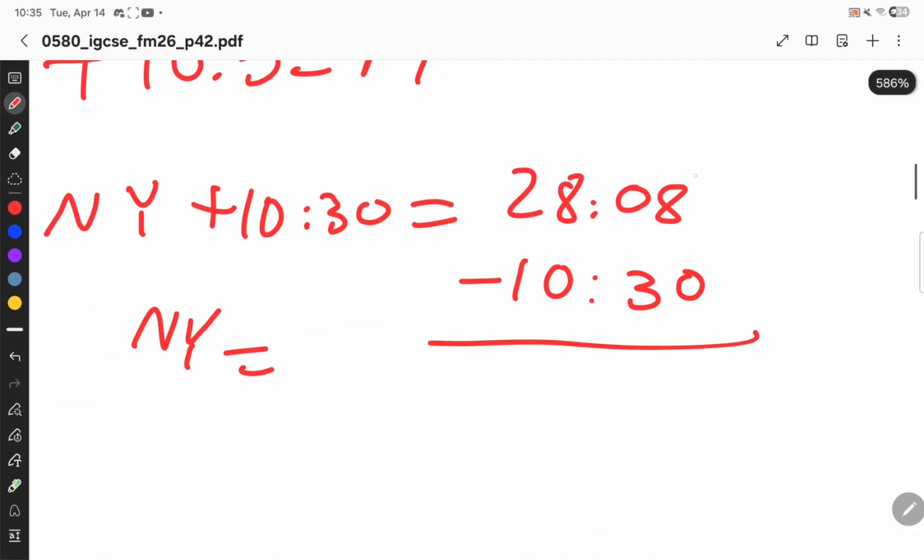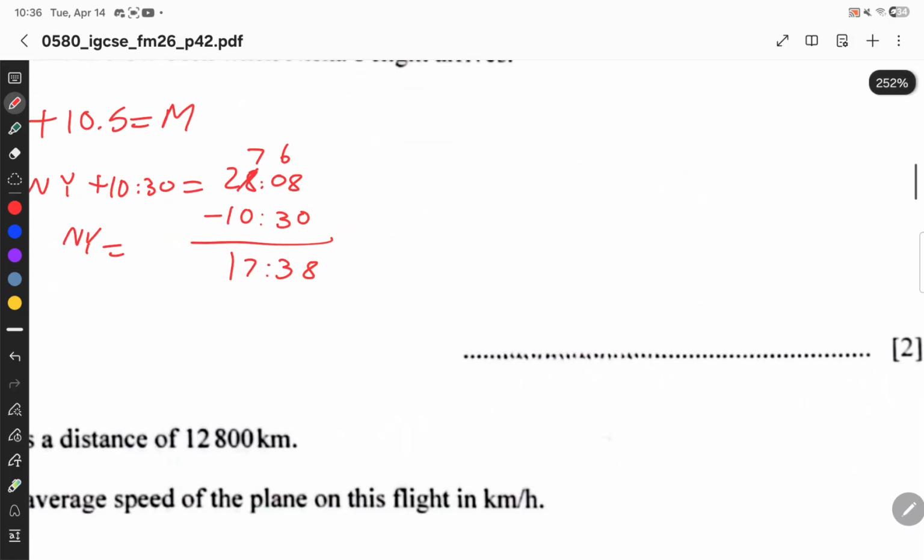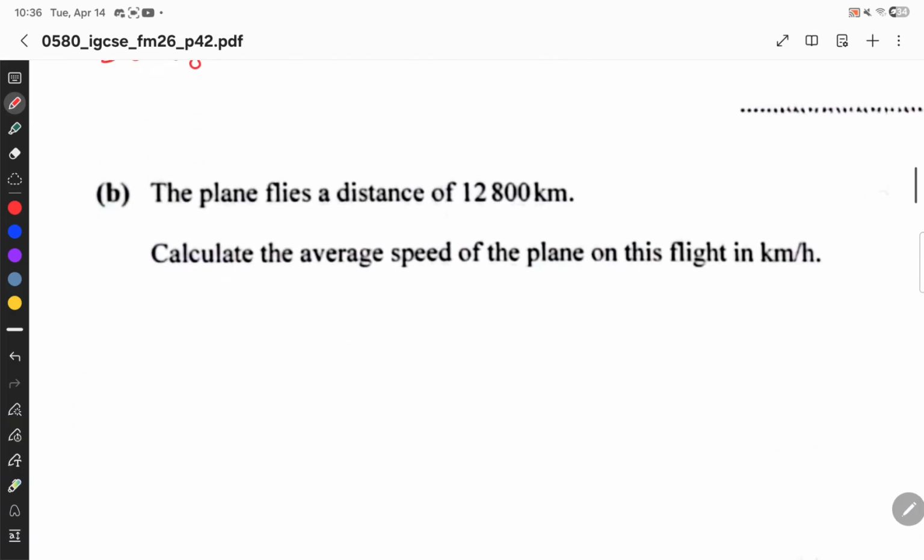Nice. Now 8 minus 0 is 8. 0, we need to carry 1, so 8, 7, and we need to add 6. So 6 minus 3 is equal to 3, then 7, 2 minus 1 is 17:38, and that is the time in New York, 17:38. A bit of hard work, but come on.